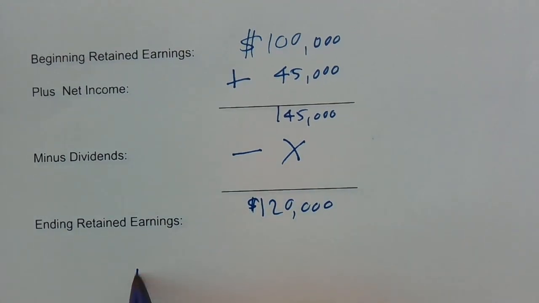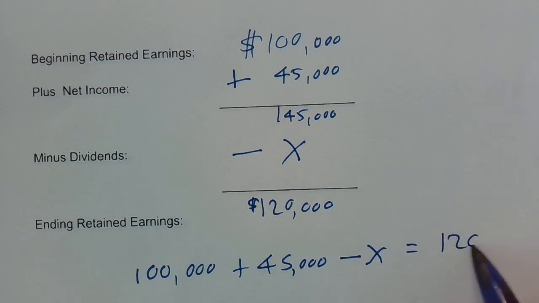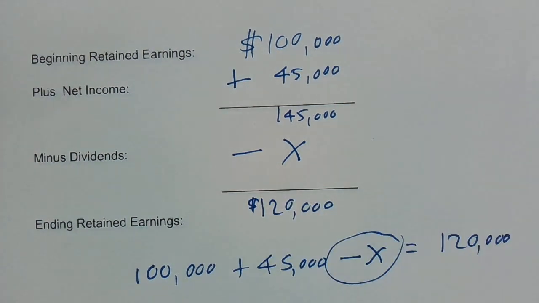So I'm going to write this out as our beginning retained earnings, 100,000. We're going to add the 45,000, which is our net income. We're going to subtract out our X, which is our dividends, and that's going to equal the 120,000. So in this case, we're solving for the X here. And if you forgot how to solve for X using algebra, I've linked a video up here that might help you remember how to do that.